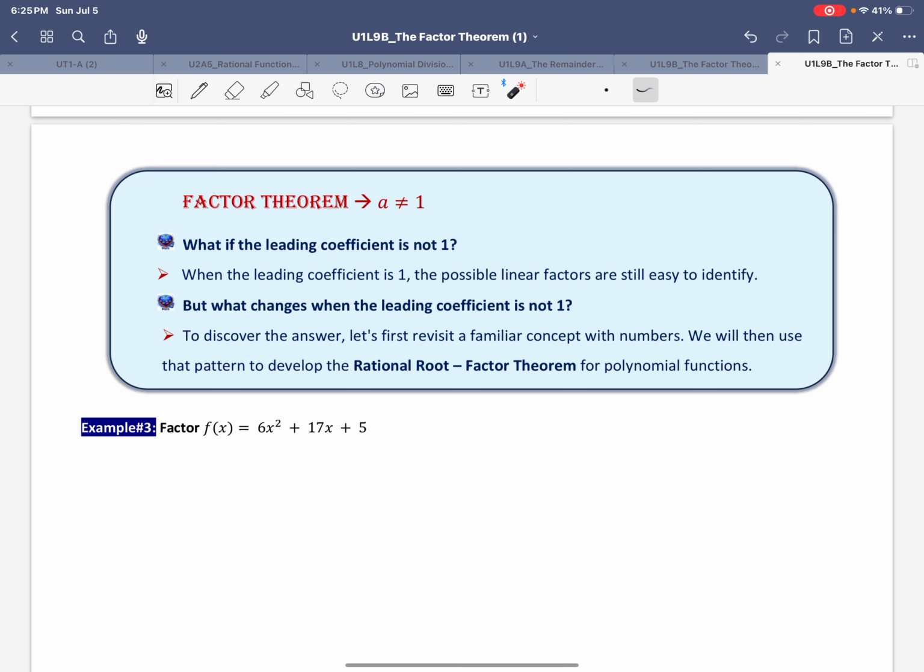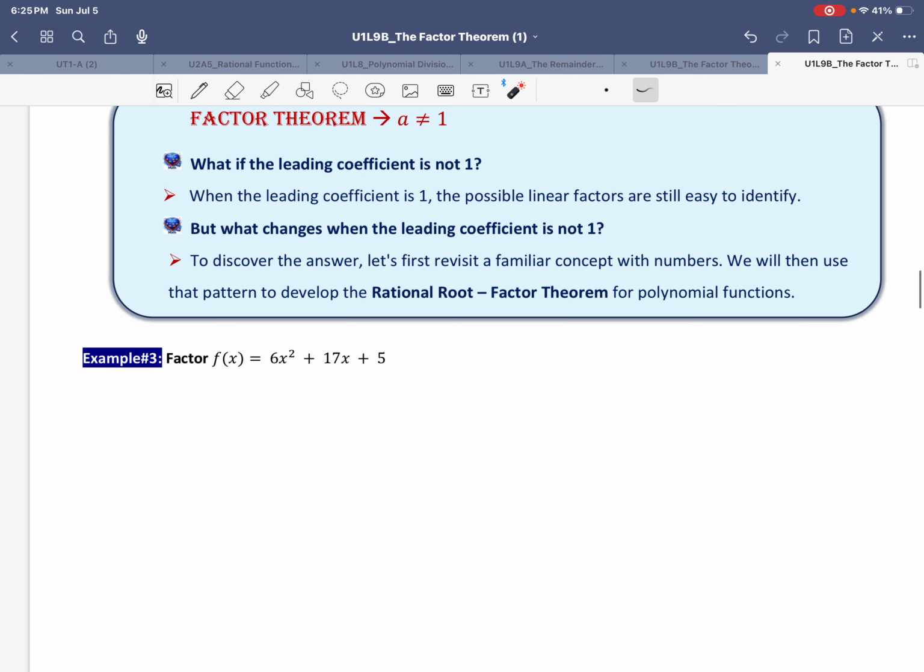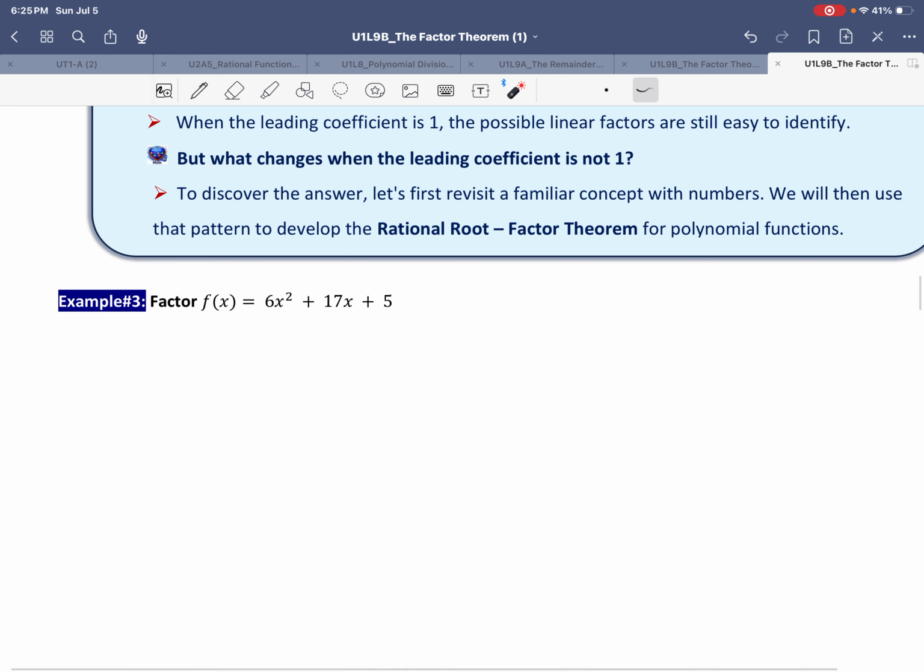Well, when the leading coefficient isn't 1, possible linear factors are still easy to identify. But we will have to take into consideration also the coefficient of the leading term. So let's take a look again at an example that we are more familiar with. F of x equals 6x squared plus 17x plus 5.